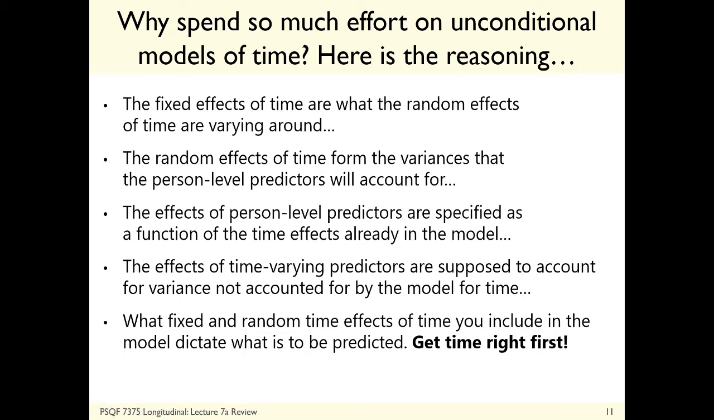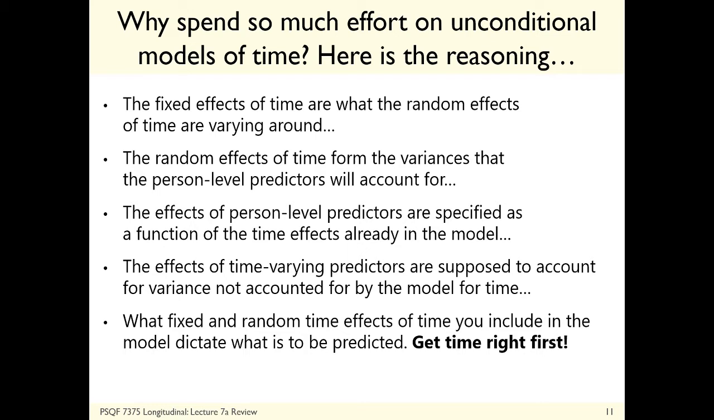Those fixed effects are the anchor points, the averages around which the random effects vary. The random effects then form the variances that person-level or level 2 time-invariant predictors are going to account for. And therefore, the effect of those person-level predictors is going to be specified as a function of the time effects that are already in the model. So we know, for instance, if we have a random linear time slope, that putting in interactions with time is going to be important in trying to capture that type of variance.